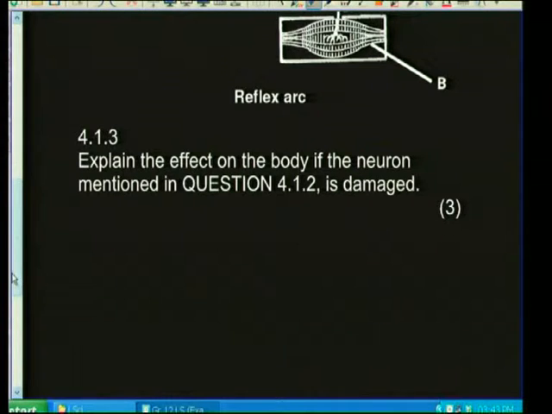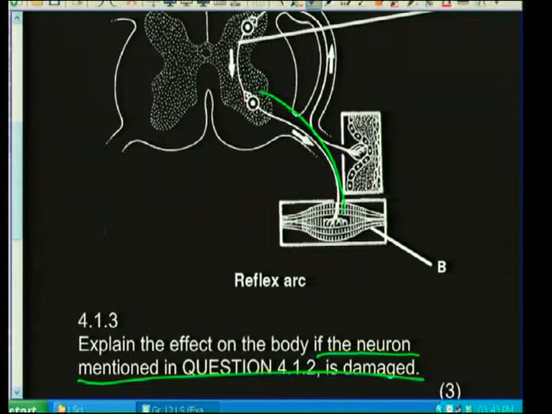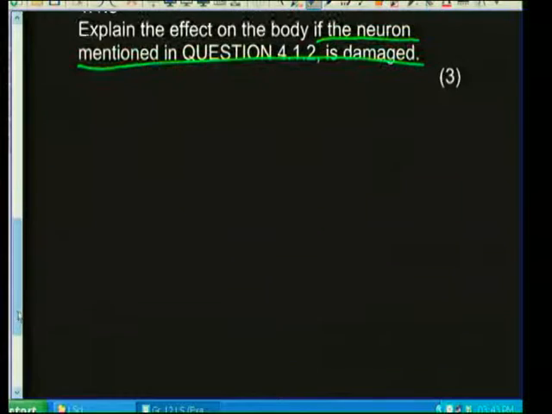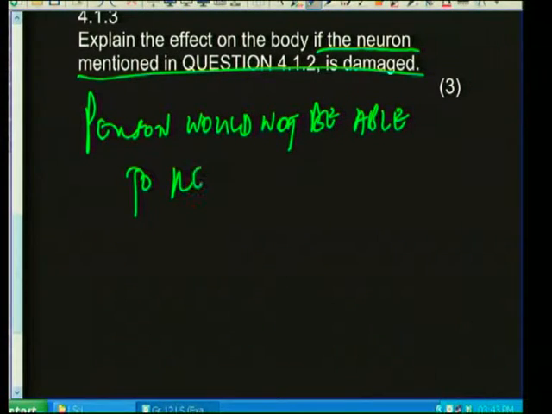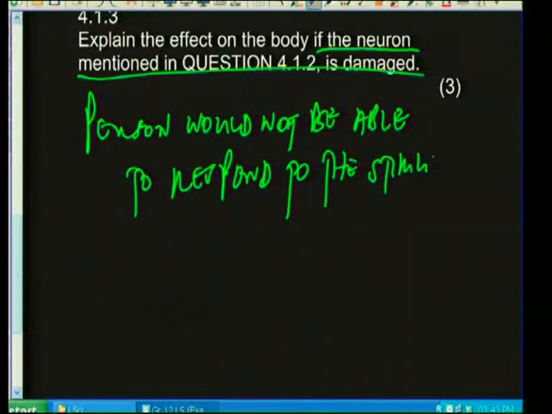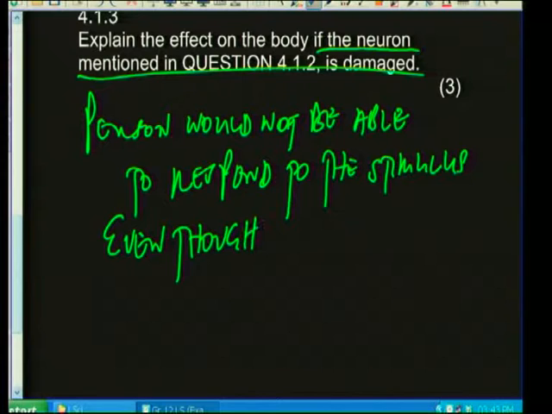Good. Let's move on. Explain the effect on the body if the neuron mentioned in question 4.1.2 is damaged. This one here. If it's damaged, what's going to be the situation there? The person would not be able to respond to the stimulus even though he is aware of the stimulus.